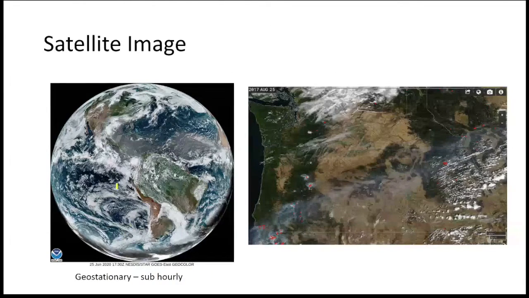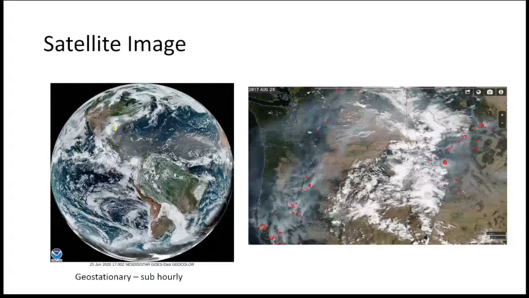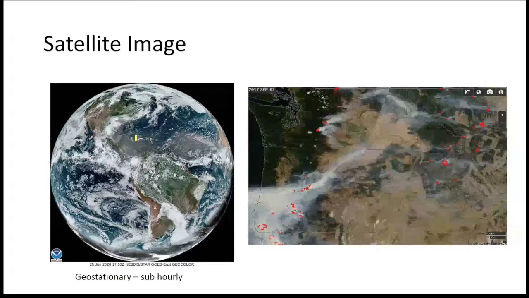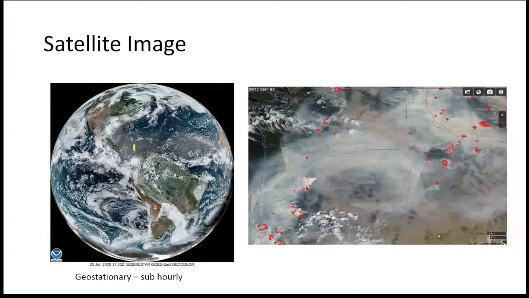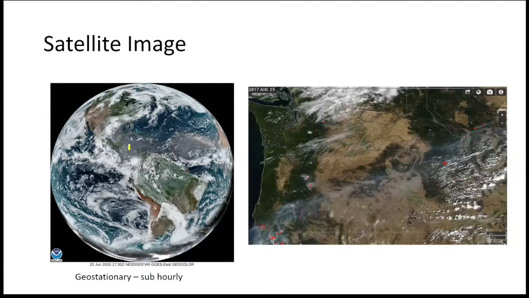On the left here, this is a geostationary sub-hourly image. This is absolutely fantastic. We have 2 geostationary satellites, and we can get sub-hourly information, so we can study whether it's clouds or aerosols or other features. But I won't be talking a lot about geostationary data today.